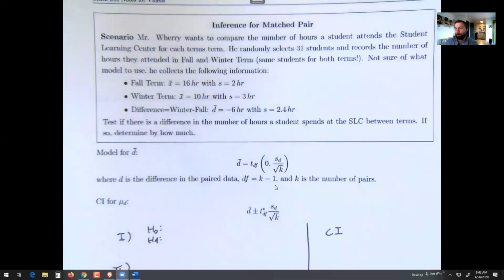This video will look at both confidence intervals and hypothesis tests for matched pair data. Matched pair data happens when you have something that links it together, so some sort of before or after, or if I'm analyzing sample sets for the same individuals.